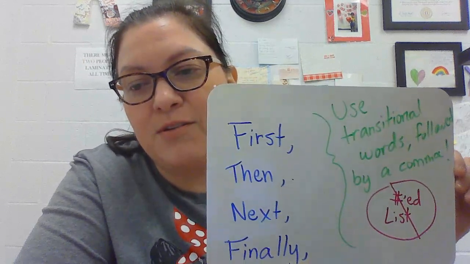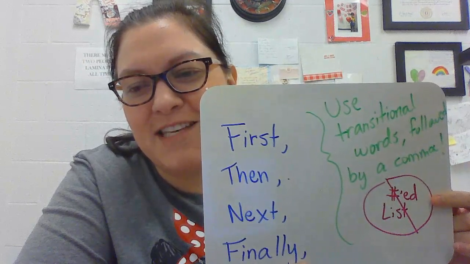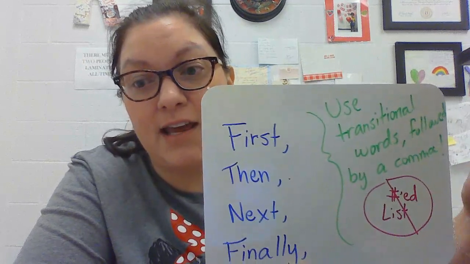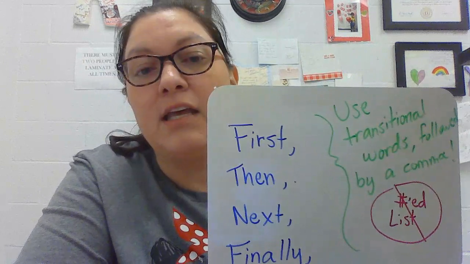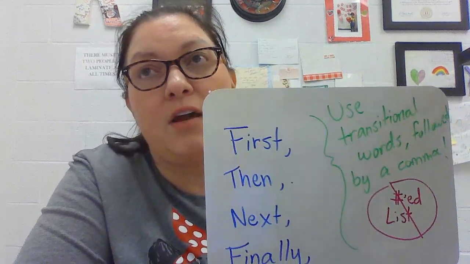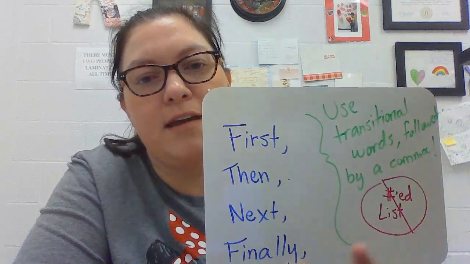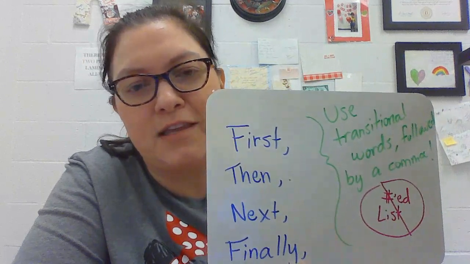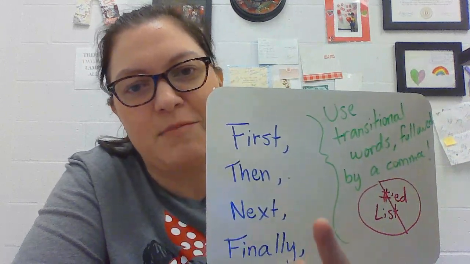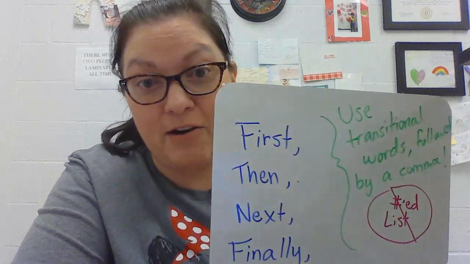And then you'll also notice, I don't know if you understand this, but it basically says numbered list and then it has a circle and an X through it. You are not going to be turning in one, period, and then something you're supposed to do first, and then the number two, period, and then something you're supposed to do second. That is not a paragraph. So do not turn in a list that is numbered.